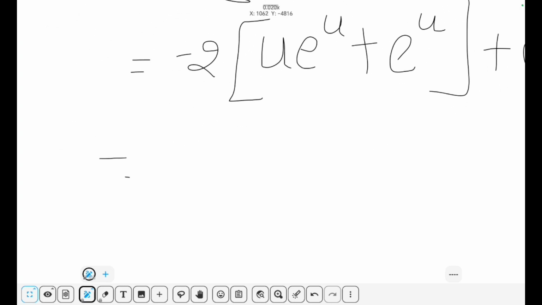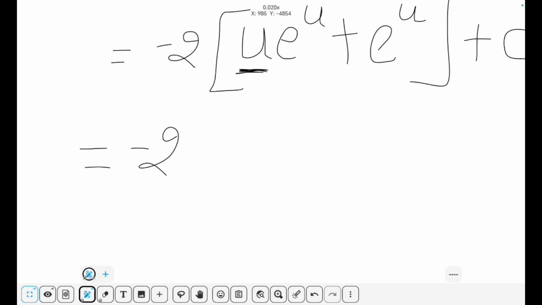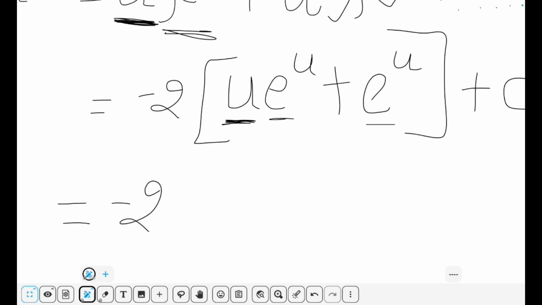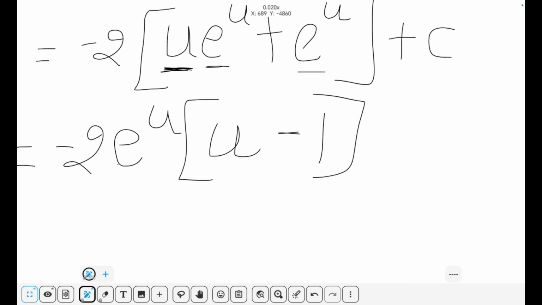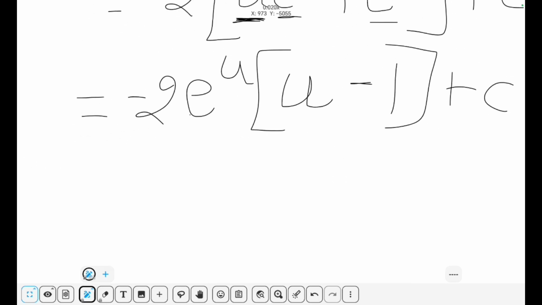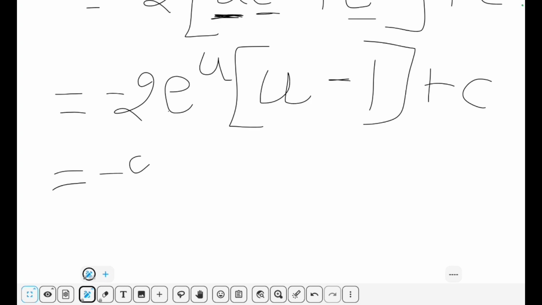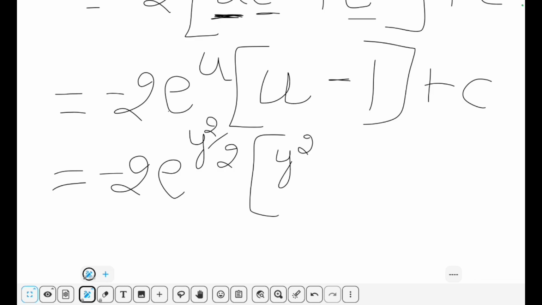So u, we have taken as y²/2. Again we can take e^u as common, right? So e^u, if we take, this becomes u, and we need a plus, so again we will write minus 1, so that this becomes plus here. So plus c, and if we substitute u as y²/2, we get y²/2 minus 1 plus c.